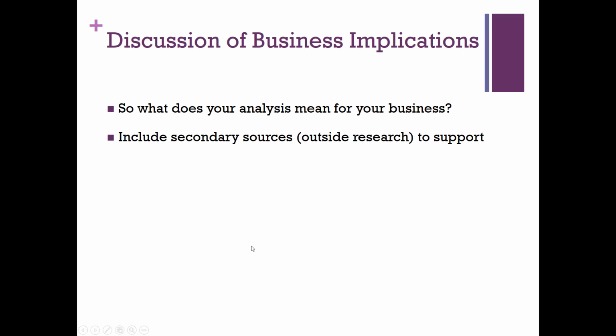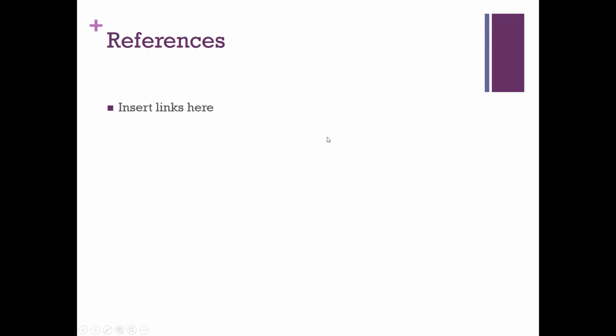And then here's a slide for discussing your business implications. So what does this mean? What are some recommendations or decisions that you can now make based on your data? And then again, include secondary sources or outside research that support your ideas on this slide. And then here's a slide for your references. So insert any links to any websites where you got data from the outside world to support what it is you're researching.